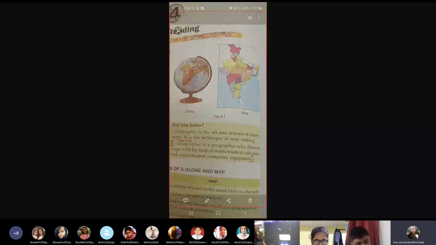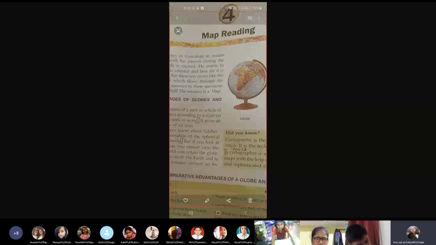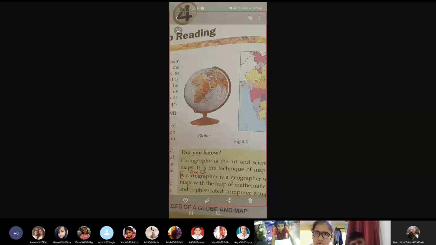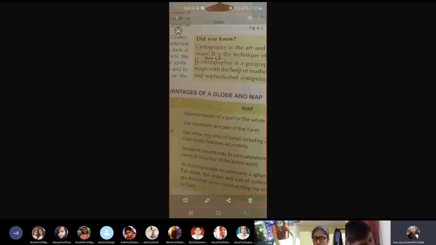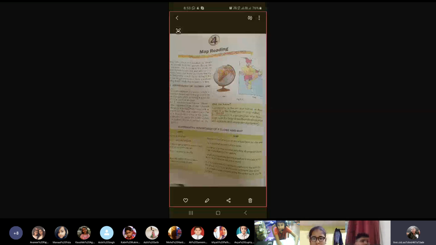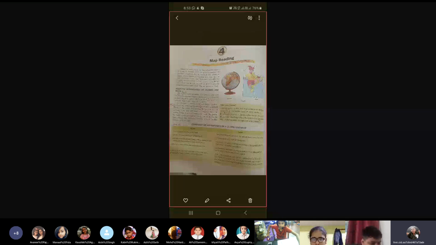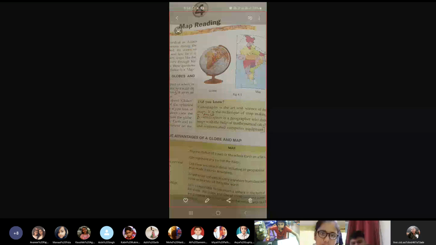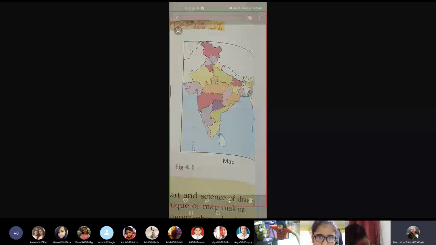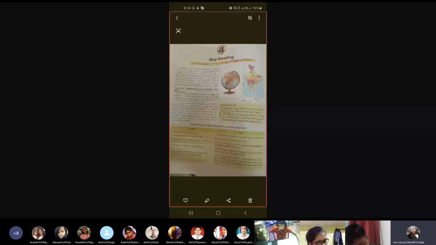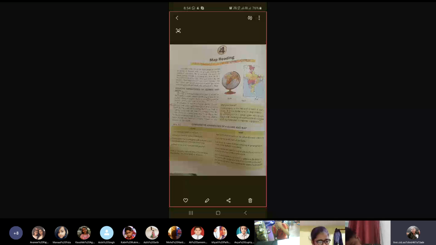Number three jotter: a globe cannot show the details of any particular area. Now here you can see it cannot give you all the details. Whereas on a flat surface like a map, it can show you any area in detail, all geographical and man-made features accurately. It can show you the geographical features, the man-made boundaries, any detail. It can be shown easily on a map because maps deal with the full detail of any particular country or any particular place.